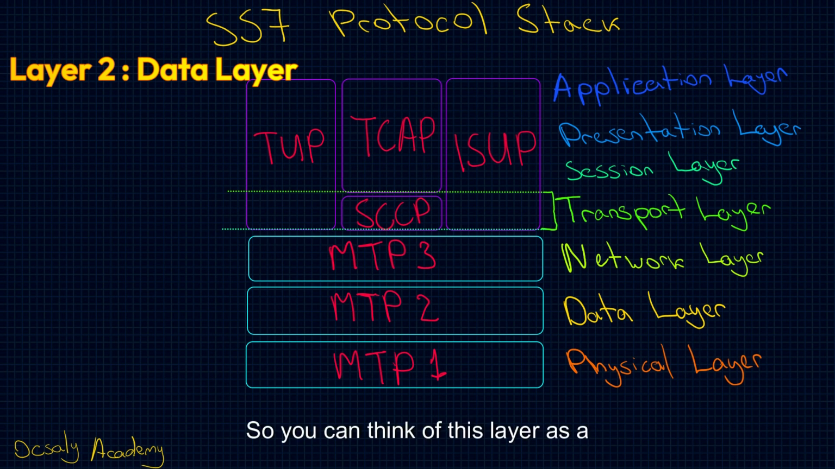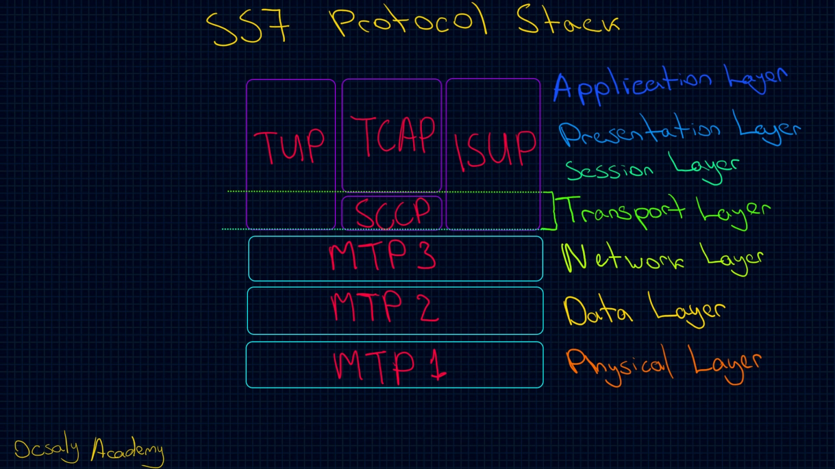This ensures that the errors introduced during transmissions are identified and corrected when possible. So you can think of this layer as a traffic officer ensuring that all vehicles, which are data packets, have proper identification and follow their assigned routes without collision.